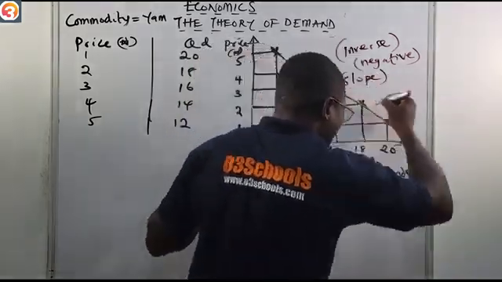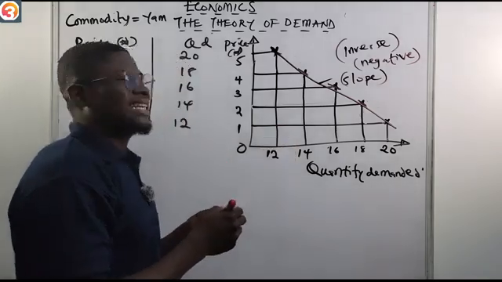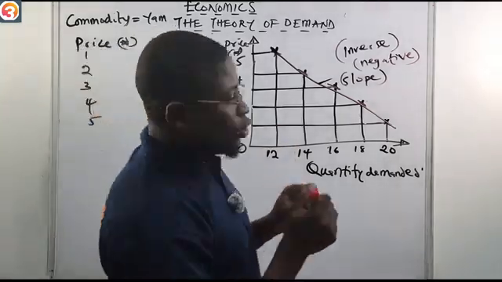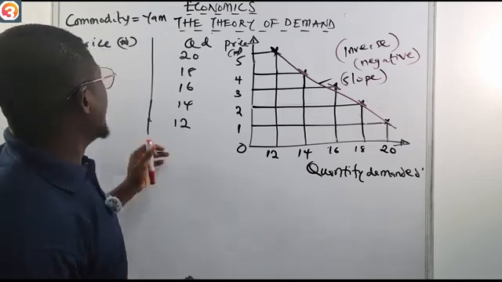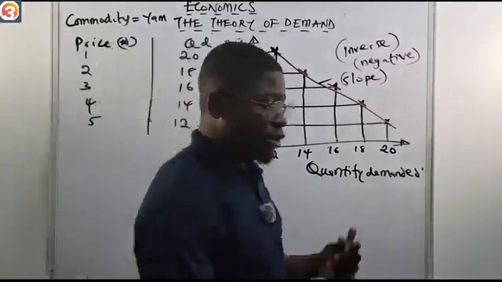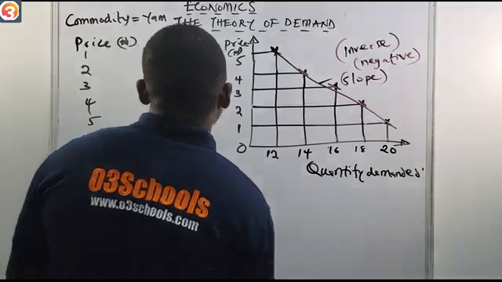It slopes downward, indicating that at higher prices, less quantity is demanded. So this is an individual demand curve. Let's also quickly see what a market demand curve looks like.